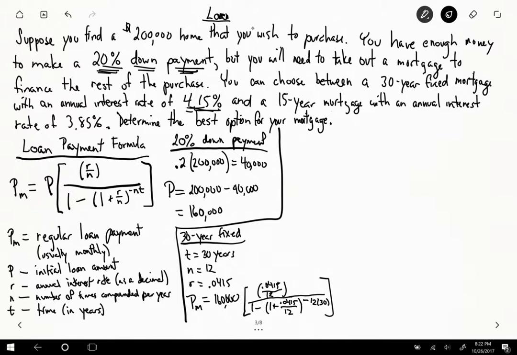So now we got 0.0415 divided by 12, and we have that on the numerator, and that's dividing by our denominator. So multiply all that by 160,000, and we get a monthly payment of $777.77. Okay, so that's our monthly payment.